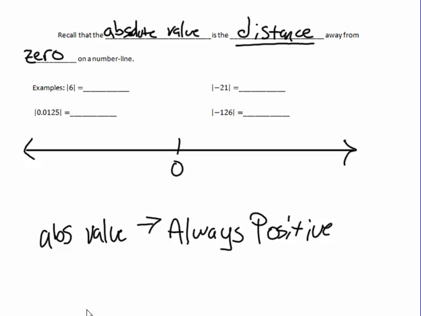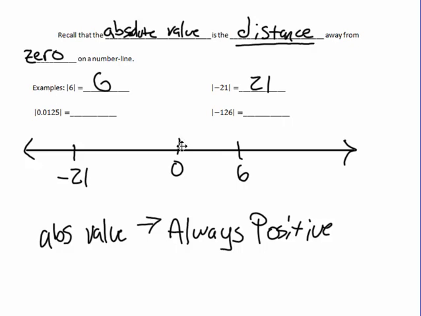So, note, absolute value is the distance away from 0 on a number line, and absolute value again is always going to be positive. So the absolute value of 6: 1, 2, 3, 4, 5, 6. That's 6 away from 0 on a number line, so that's going to be 6. Here, negative 21. That looks like negative 4, doesn't it? Let's change that up. Negative 21 is exactly 21 units away from 0 on a number line. So negative 21 becomes 21.